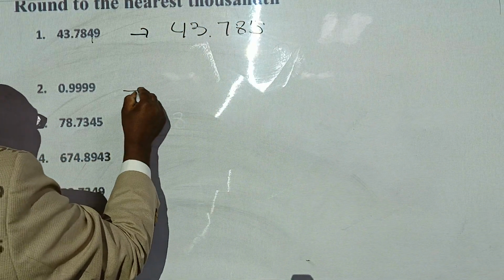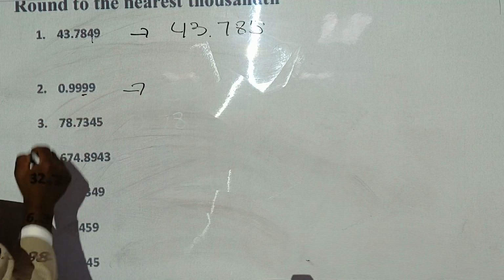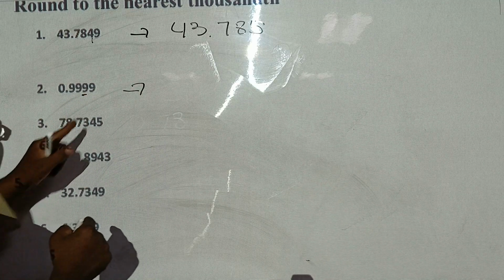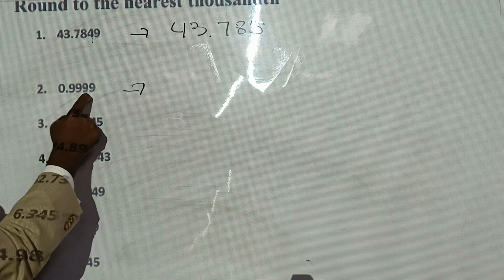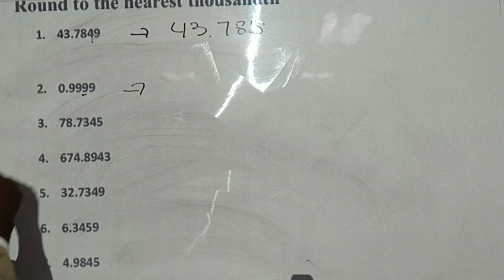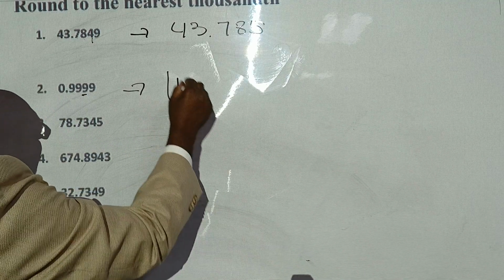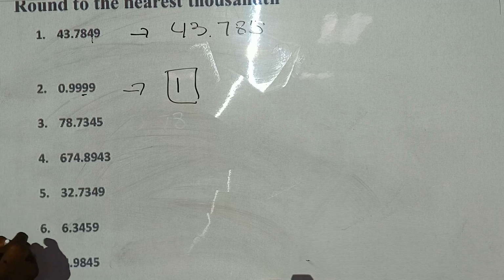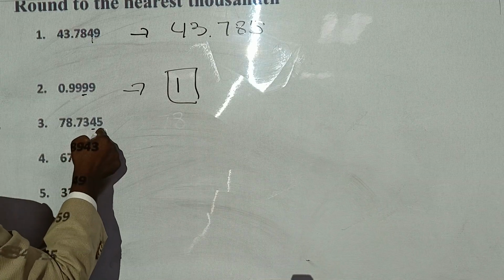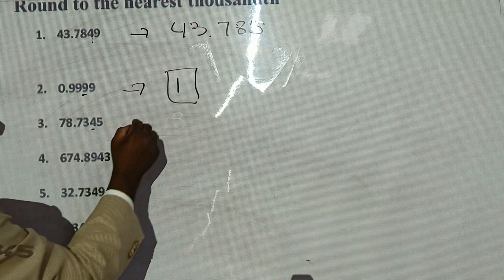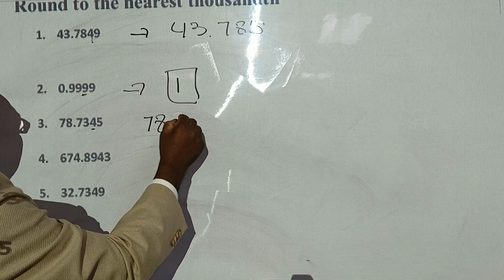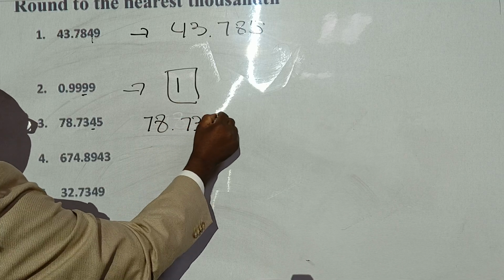So this will become 43,785. Let's do it this way. Since we got 9 over there, when I move this, it becomes 0, it becomes 0, it becomes 0, it becomes 1. So that one is 1. Let's look at here. Our thousandth place is 4, but the number after that is 5 or greater. So this will become 78.735.